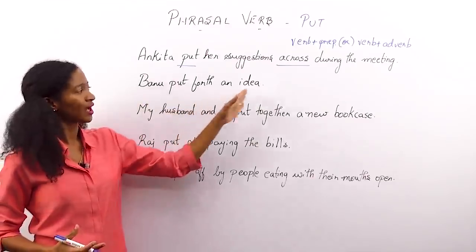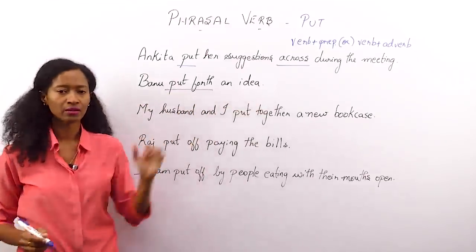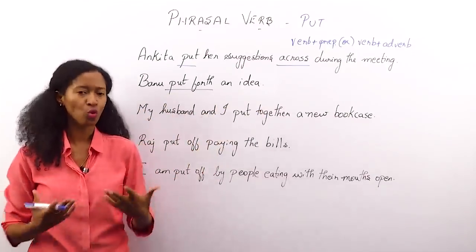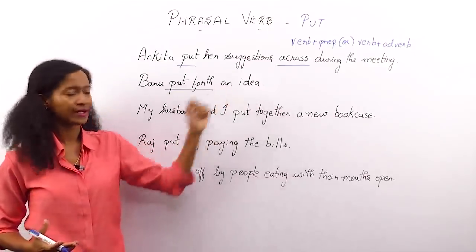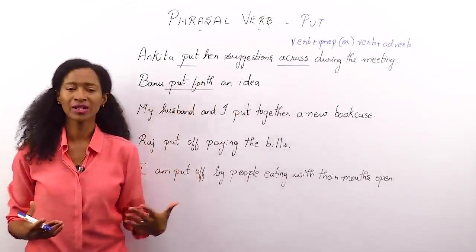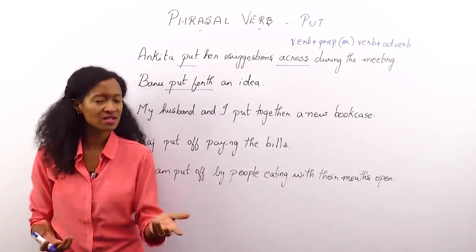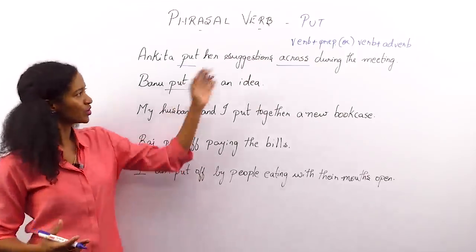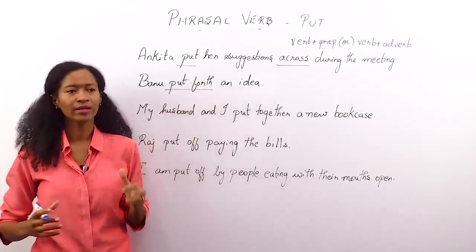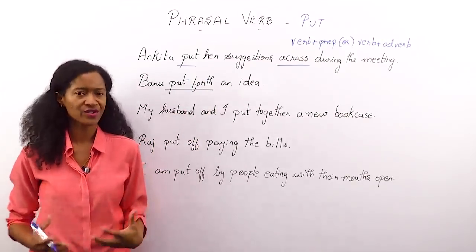Banu put forth an idea. Put forth, right? Banu is the subject and idea is the object. Banu put forth what? An idea. That's the object. So put forth here means what? She offered it for consideration, right? So she's given an idea. She wants you to consider the idea that she's given. So put across and put forth have more or less the same meaning, where you're either giving an idea or providing suggestions for consideration.